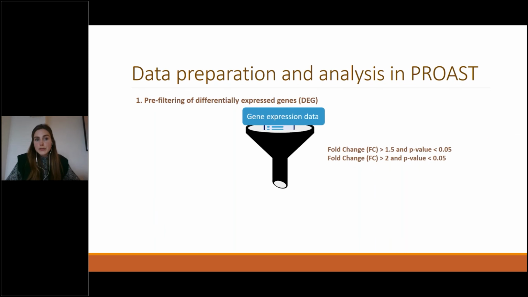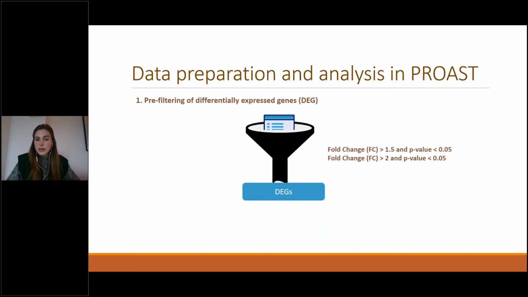As a first step before performing the benchmark dose, we did a pre-filtering of differentially expressed genes. So the gene expression data was subjected to the student t-test to derive the differentially expressed genes with a fold change higher than 1.5 and a p-value below 0.05.